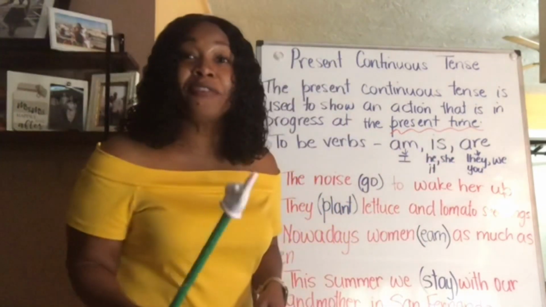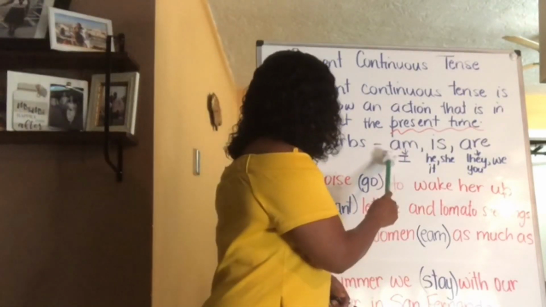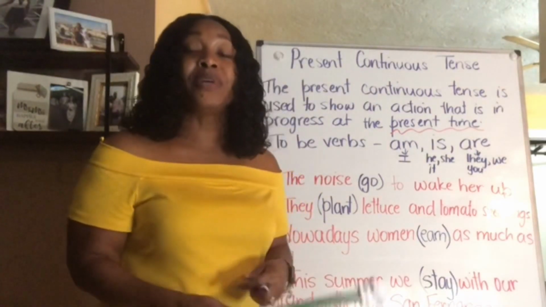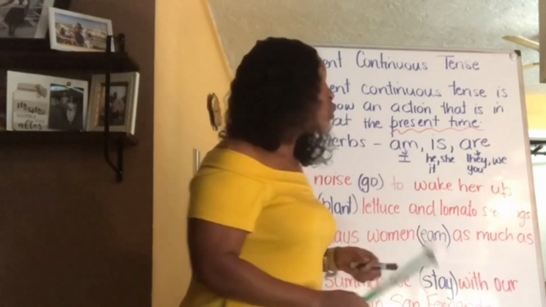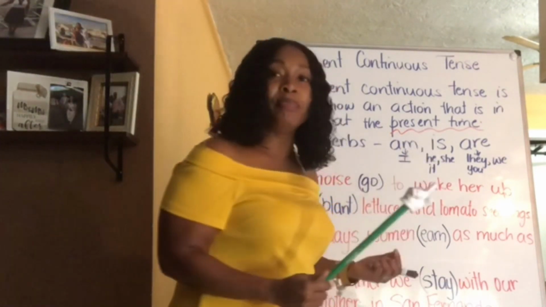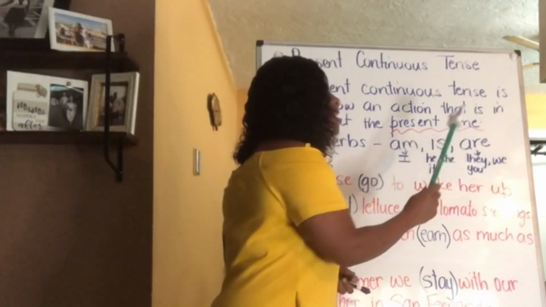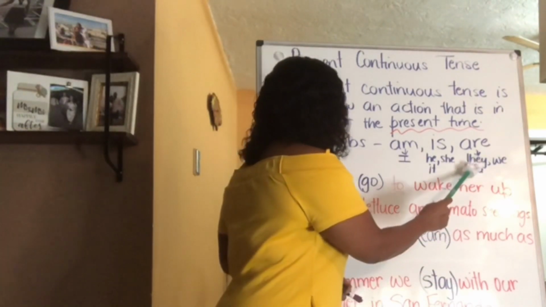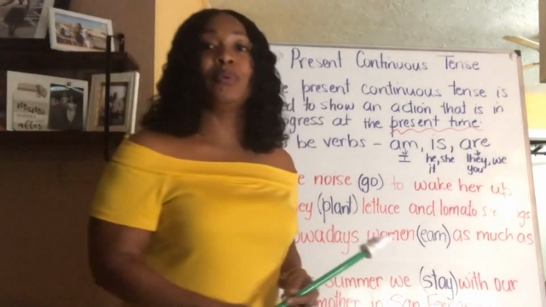And our very first lesson, we looked at these. So remember, am is used with I. Only time we use am is when we're saying I. Is singular, so it's used with he, she, or it. One person, one animal, one thing. And then are is plural and refers to more than one, so it is used with they, we, and remember, you is used with the plural.